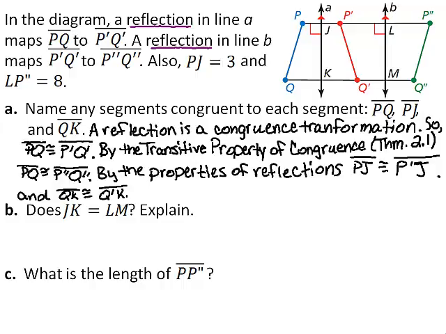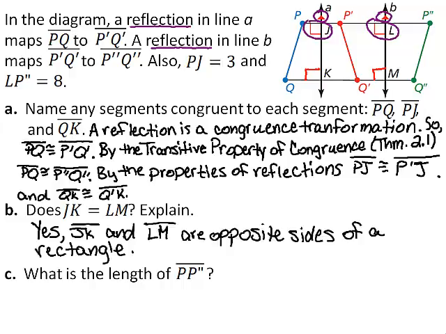And by the properties of reflections, segment PJ is congruent to segment P'J, and segment QK is congruent to segment Q'K. Part B. Does JK equal LM? Explain. Yes, because segment PP'' is perpendicular to both A and B, and A is parallel to B, segment QQ'' is also perpendicular to both A and B. So segment JK and segment LM are opposite sides of a rectangle, and JK equals LM.